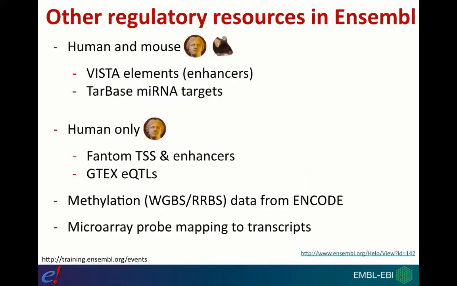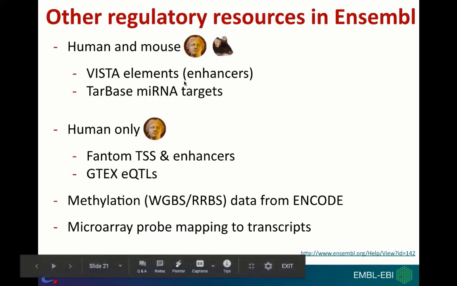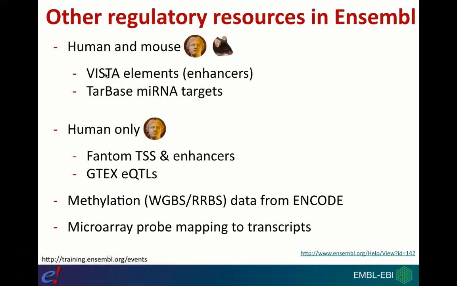So some of the other regulatory data resources that we have in Ensembl, firstly for human and mouse, we have Vista elements. So the enhancers that come from the Vista project are annotated in Ensembl, and you can view those in the browser. We also have predictions of mRNA targets from Tarbase. And then for human only, we also have the FANTOM transcription start sites and enhancer annotation, and also the GTEx eQTL data, which I showed you very briefly yesterday.